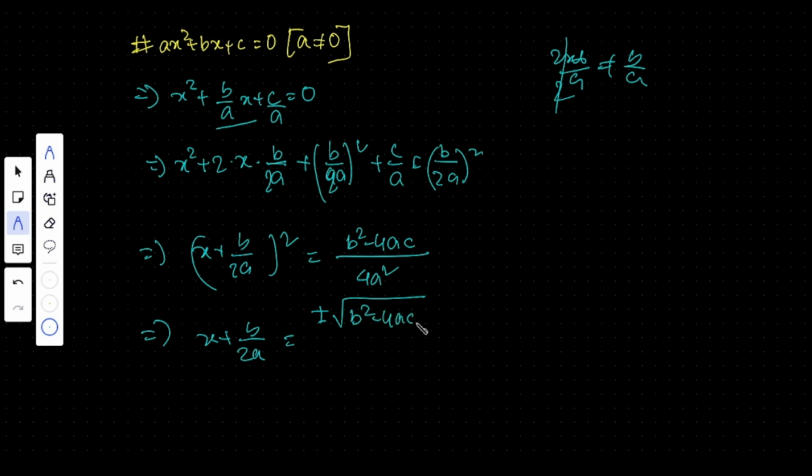Why plus minus? If there is x square equal to 4, then x equals plus minus 2, because plus 2 also satisfies the equation, and minus 2 also satisfies the equation. Therefore, if we take a square root there, it gives us plus minus, and there will be plus minus here also.